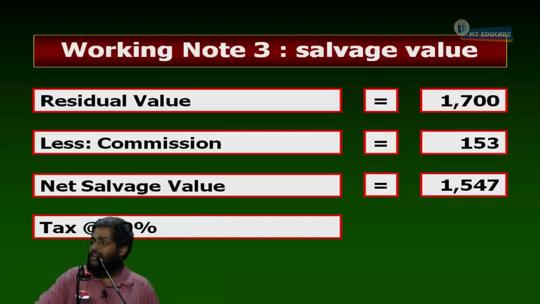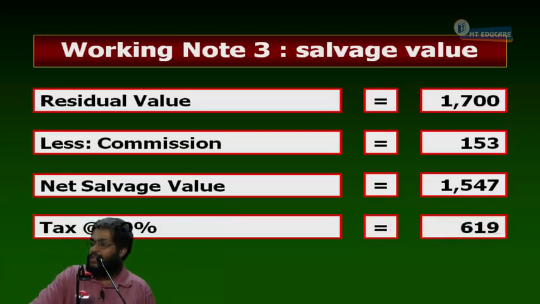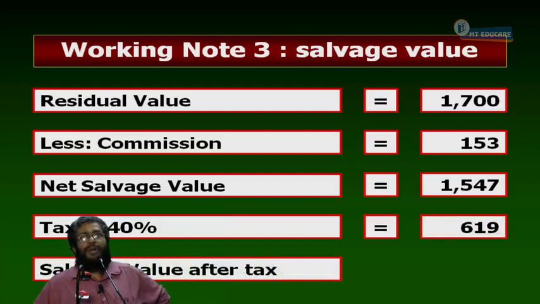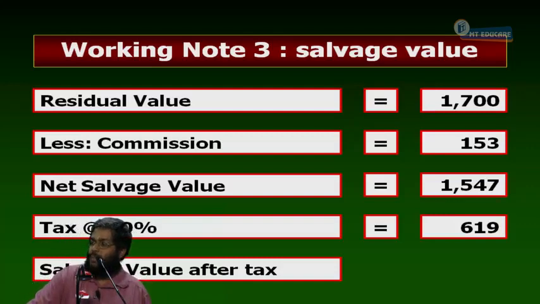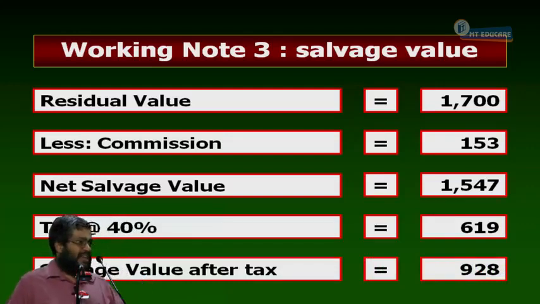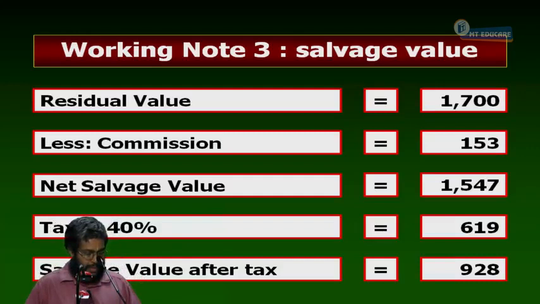Tax at 40%: 1,547 into 40%. I want a number. 619. Tax is 619. Salvage value after tax is 1,547 minus 619. What is the after-tax salvage value? 928. Salvage value after tax is 928. This is an inflow. Can I proceed further? Next.